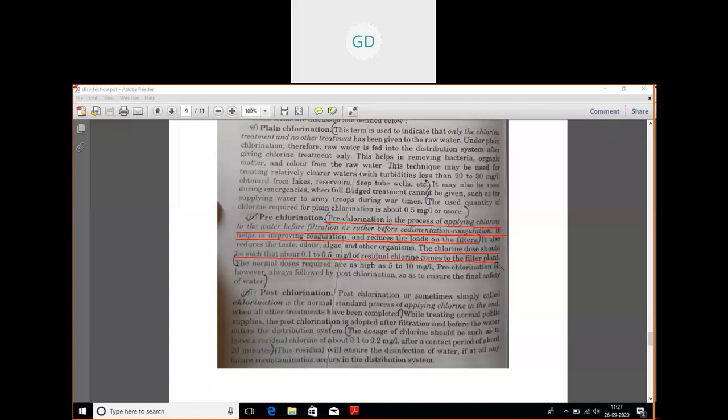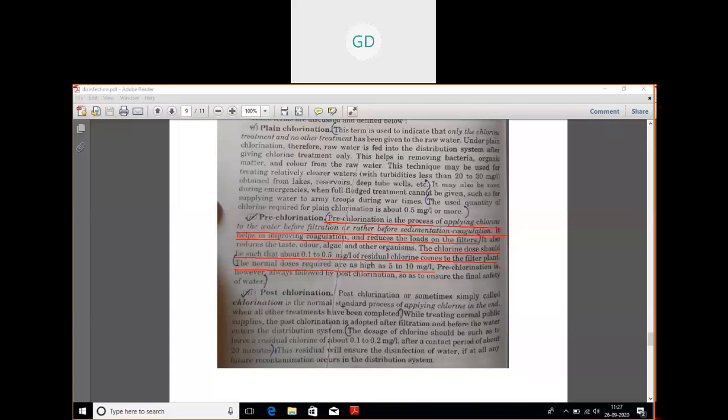Residual chlorine means residue. It's a residue, the chlorine that is left behind. That is your residual chlorine. The normal doses required are as high as 5 to 10 milligram per liter. So the dose is 5 to 10 milligram per liter for your pre-chlorination.